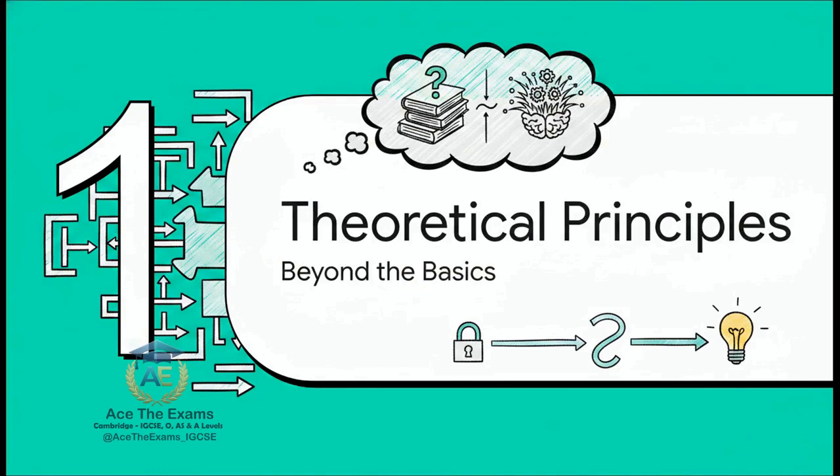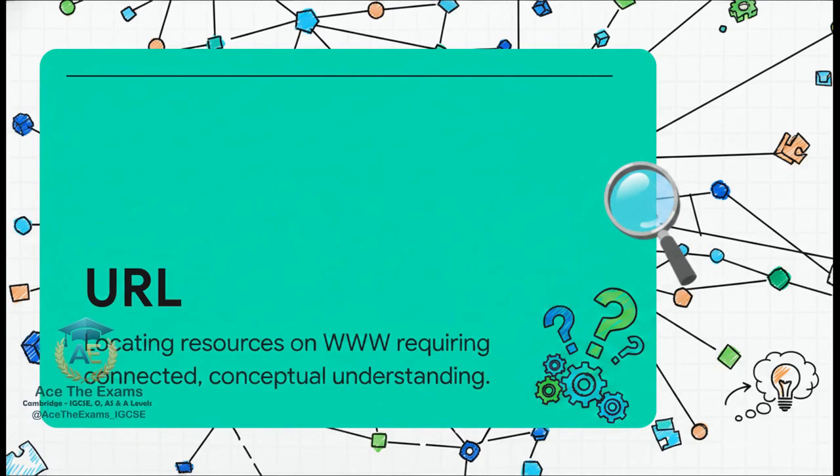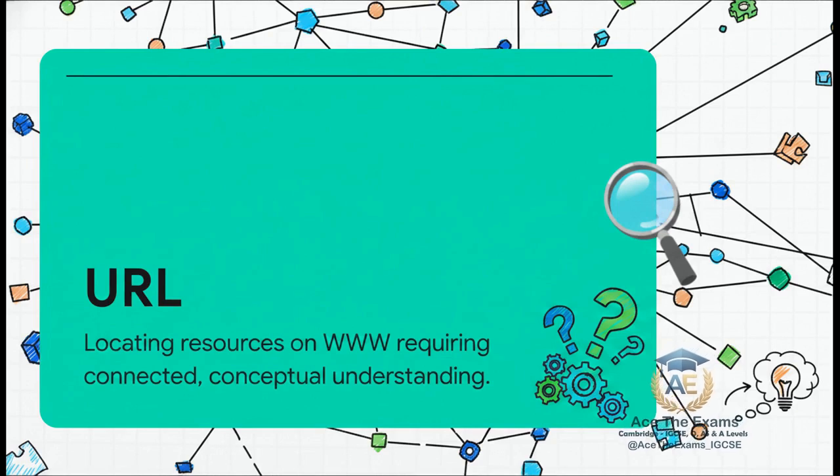Number 1. Core Theoretical Principles and how to push way beyond the basics. So what does this actually mean for your exam script? Understanding a URL goes way beyond a simple dictionary definition. Yes, it's the mechanism for locating resources on the web. But examiners are actively looking for a connected, conceptual understanding that is transferable to unfamiliar context. They won't just ask a textbook question. They'll present a completely new, wild scenario. You need an evidence-based framework to lean on when that happens.